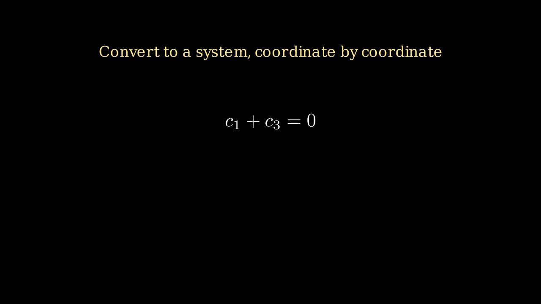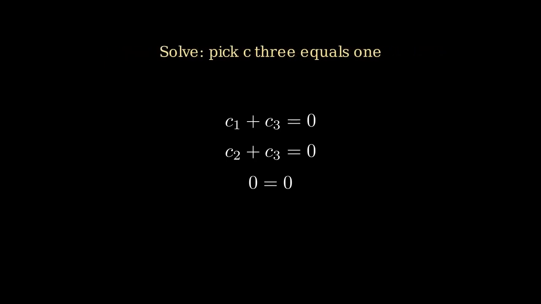The first coordinate gives C1 plus C3 equals 0. The second coordinate gives C2 plus C3 equals 0. The third coordinate is automatically satisfied, since every vector has a 0 there. To solve, pick a value for C3 and see what happens. Let C3 equal 1. Then from the first equation, C1 equals minus 1. And from the second equation, C2 equals minus 1.